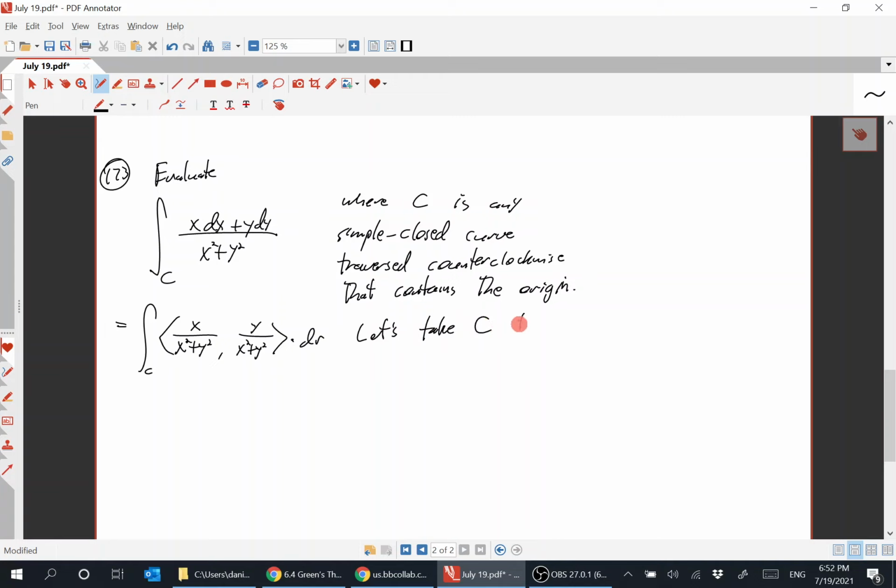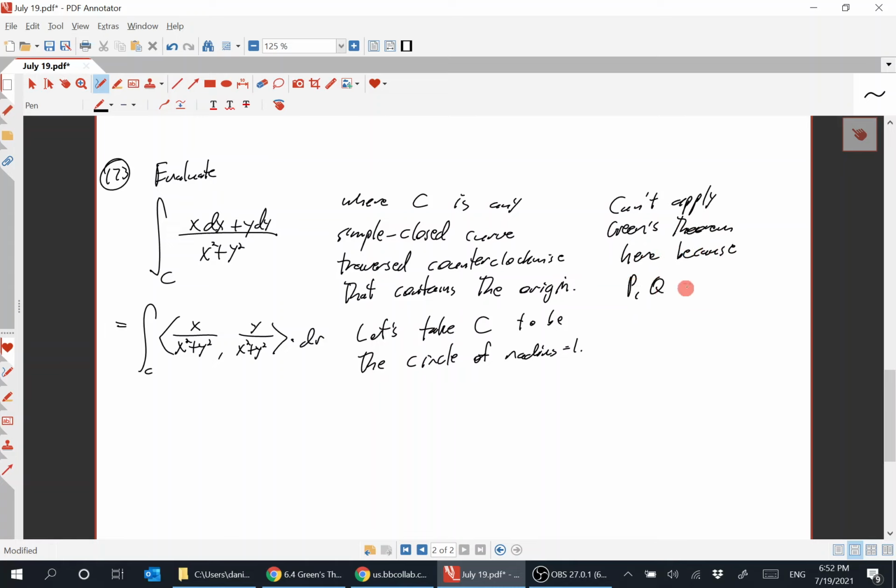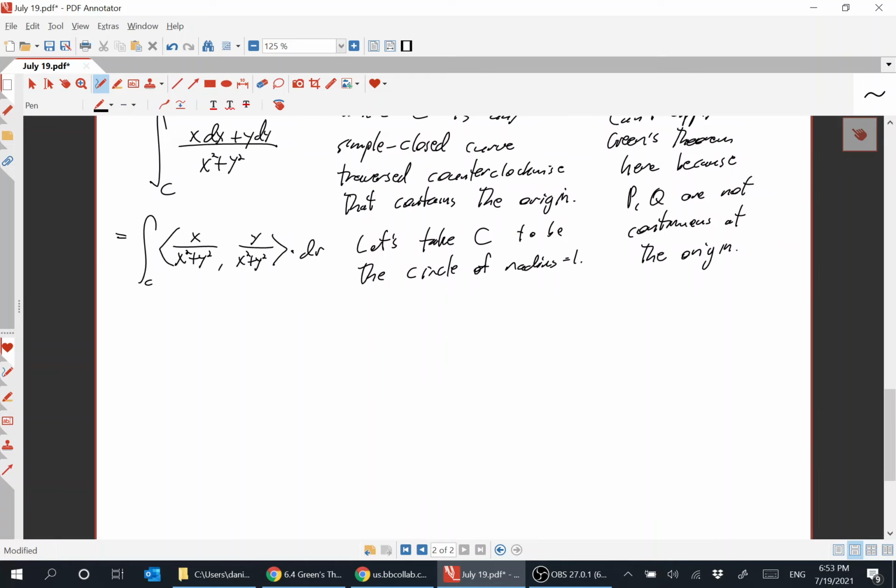the circle of radius 1. Right, and we can't apply Green's theorem here, because P and Q are not continuous at the origin. Right, because we have this division by 0 at the origin. It's continuous everywhere else, but not at the origin, so we can't apply Green's theorem here.